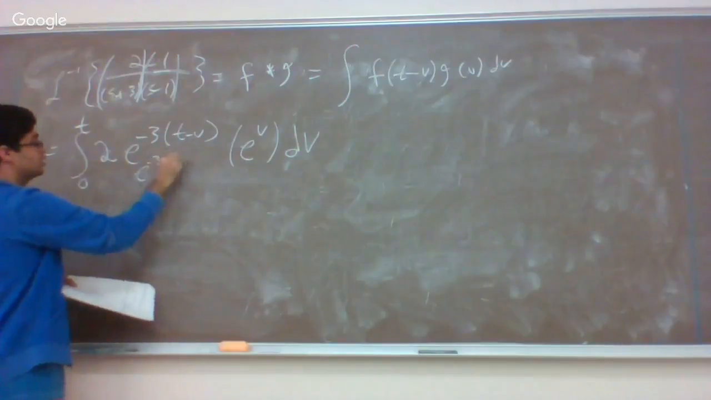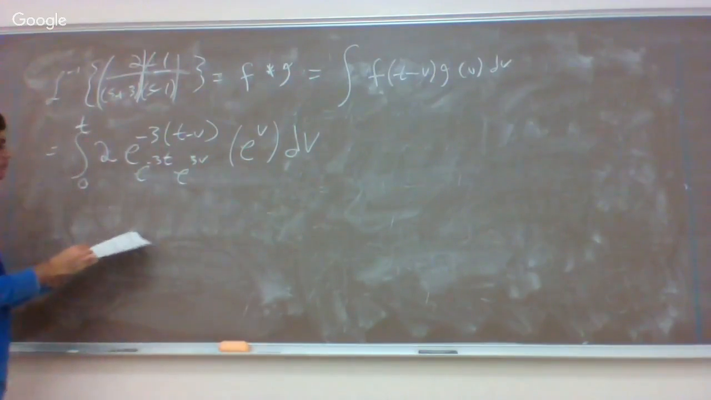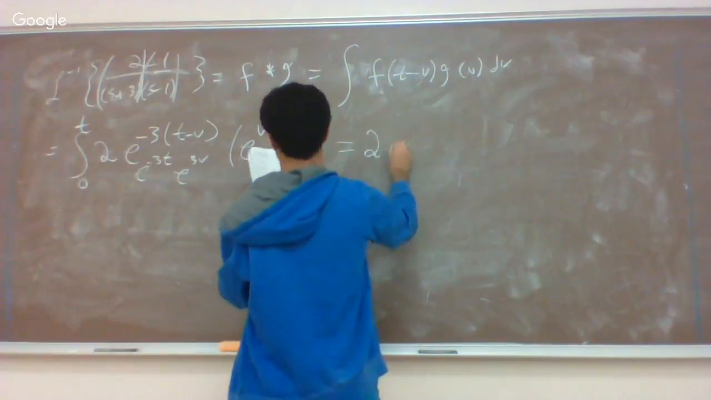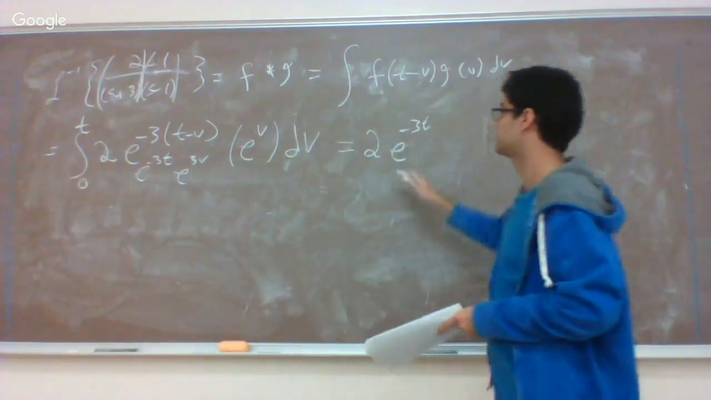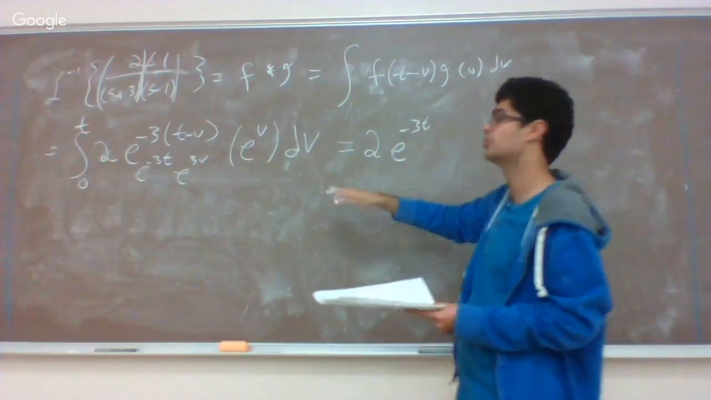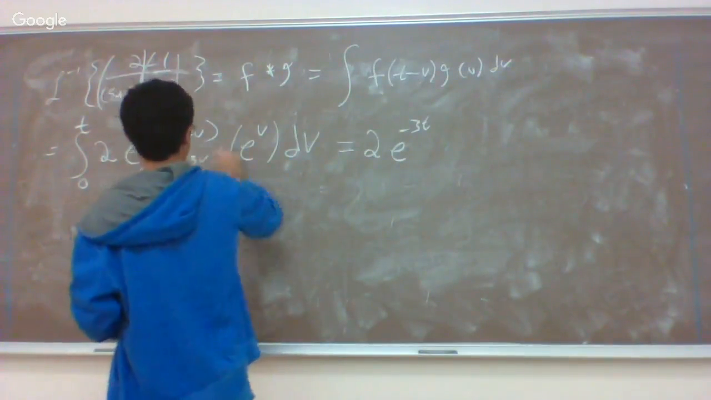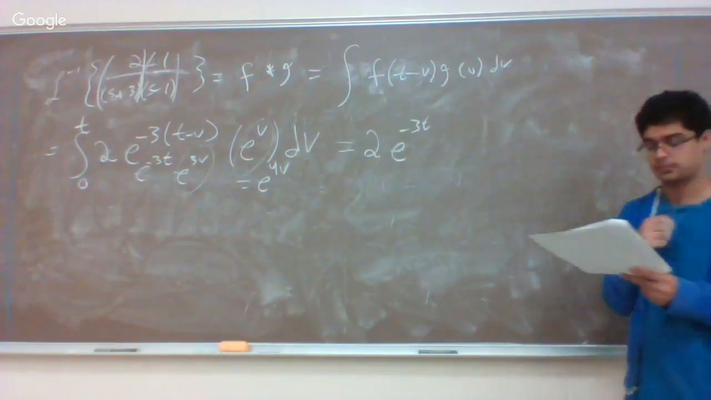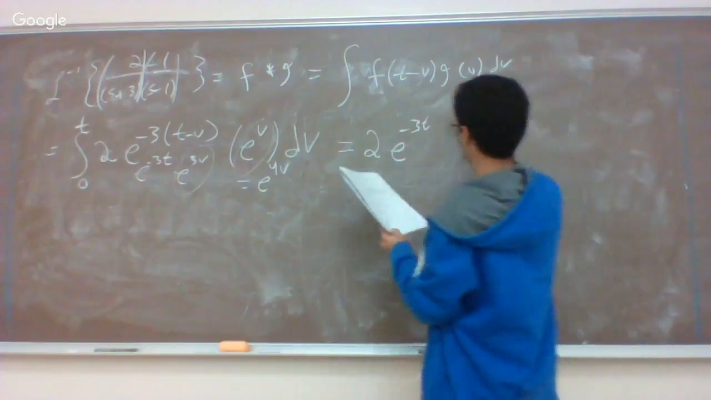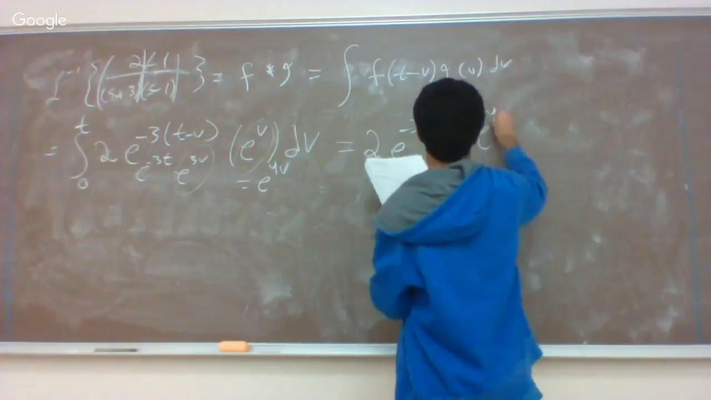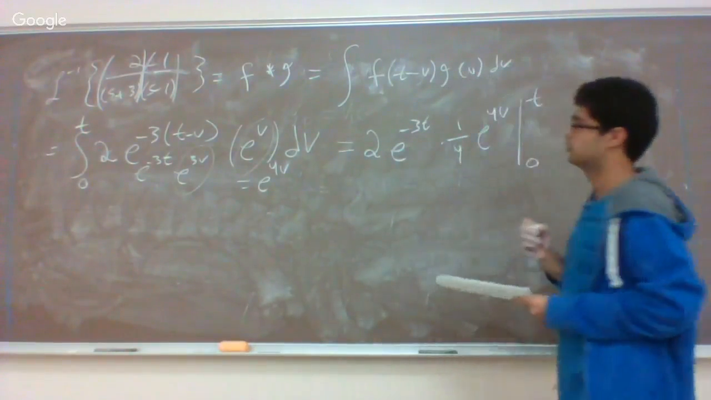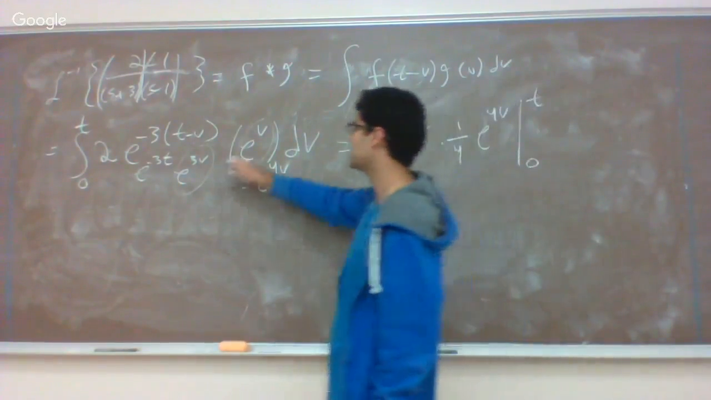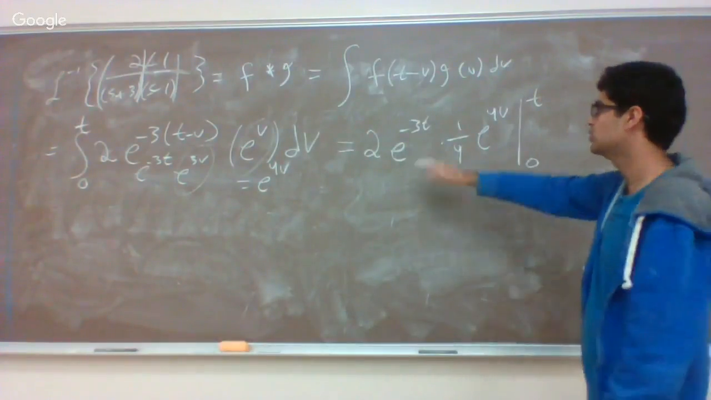This right here is equal to e to the negative 3t times e to the 3v. So it's equal to 2 e to the negative 3t, because that part of the integral, with t, the integral is just in terms of dv, times e to the v, which is equal to e to the 4v. So it's the integral of e to the 4v, which is equal to 1 over 4 times e to the 4v, going from 0 to t. Does that make sense? e to the 3v times e to the v is equal to e to the 4v. The integral of e to the 4v is 1/4 e to the 4v.